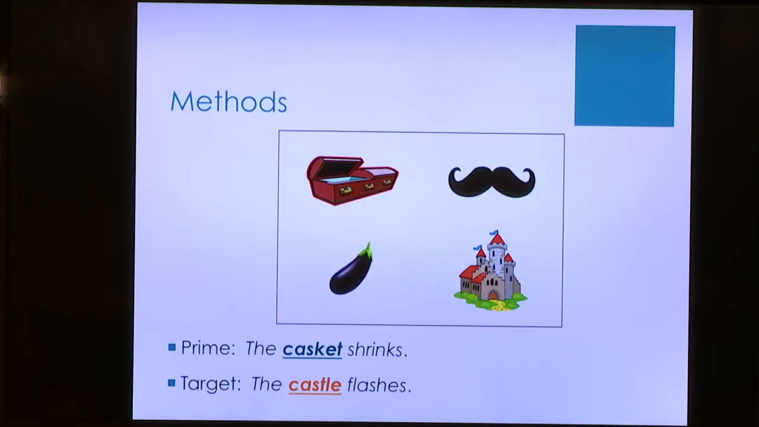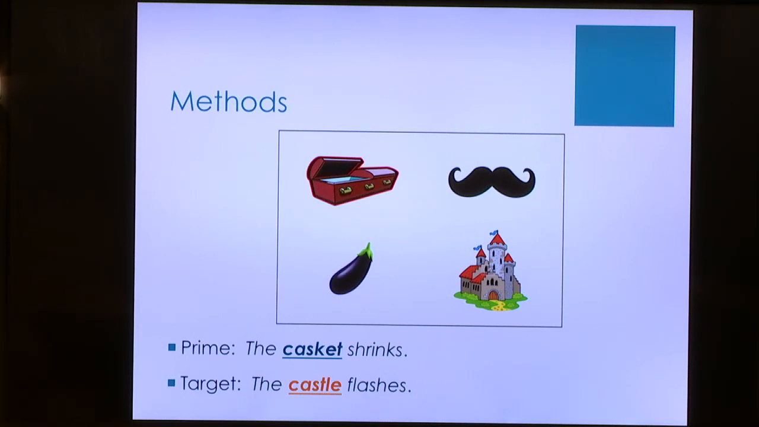So our lab has been looking at this using a picture description task. And in this task, we throw up 4 images on the computer screen, and the prime image shrinks, the target image flashes, and the participant just has to say what happens. So in this case, they'd say, the casket shrinks, the castle flashes. And we measure the duration of the target word, in this case castle, and we would expect that it would be longer than usual in this trial because of that overlap, the segmental overlap with the prime.